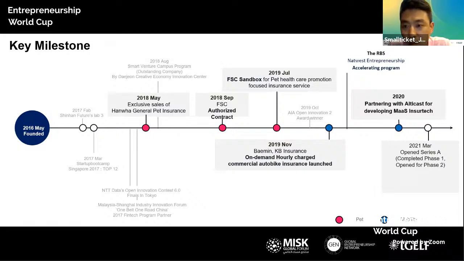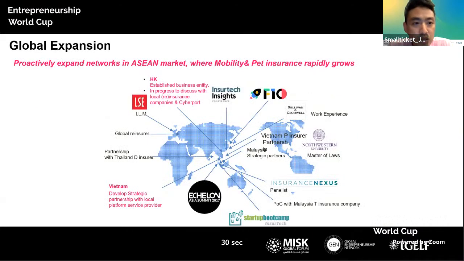And in 2021, we opened the Series A. We completed phase 1 and are open for phase 2. Nowadays, we are expanding our business to the Asian market, where mobility and pet insurance are growing rapidly. Especially in Hong Kong, we established a business entity in 2021, and we are preparing to kickstart the business in the second half of this year, and also in Vietnam. Thanks.